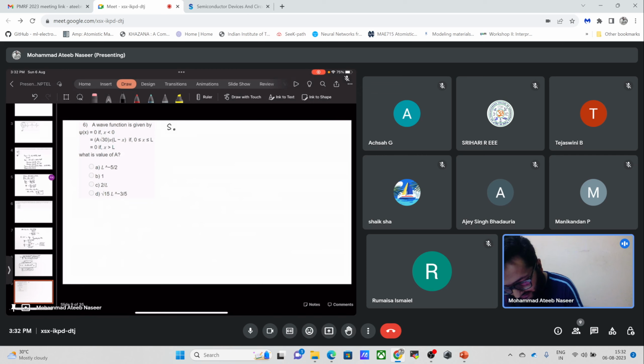So this wave function, psi of x, is equal to 0 if x is less than 0, and it is equal to a root 30 times x times (L minus x) if x lies between 0 and L. And also it is 0 if x is greater than L.